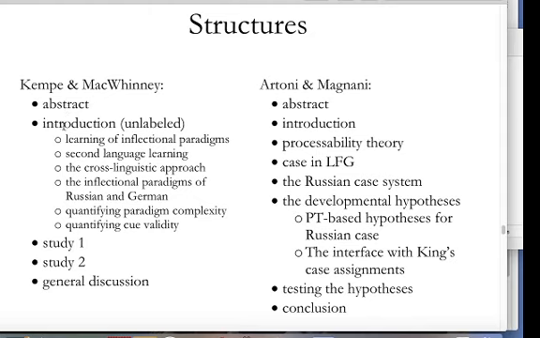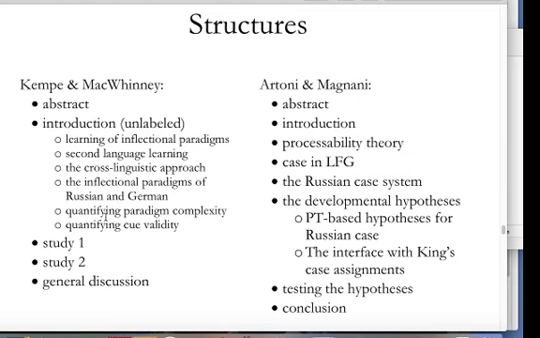The Kempe and MacWhinney paper is going to have an introduction section that happens to be unlabeled. They don't have a heading that says introduction, but there are all these sections giving you background and framing the studies, and I consider that an introduction, right? So they have a whole bunch of more specific background sections on, hey, how do people learn inflectional paradigms? Inflectional paradigms are ways of grammatically changing certain categories of words in different languages. Could be things like verbs and tense, or nouns and gender, or in this case, different words and the structural case that they bear. What is second language learning like? What's our approach to cross-linguistic variability? And so on and so forth, right?